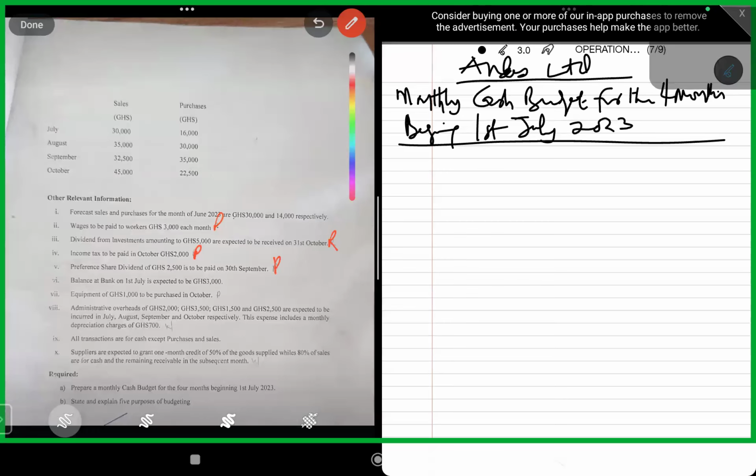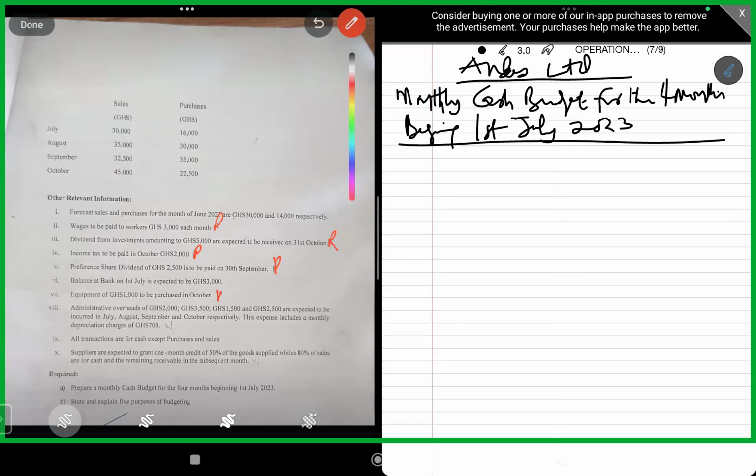Equipment. Read it and tell me. Payment. Equipment to be purchased. The money goes out. Yes, the bank balance will be down. Payment. Administrative. So these are the payments.